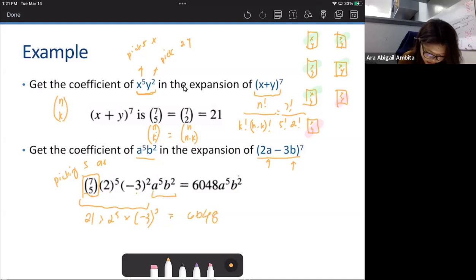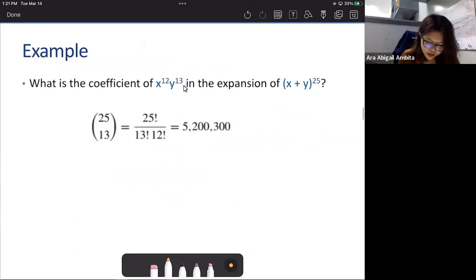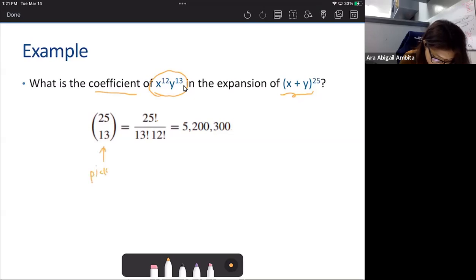6,048. And we have these terms a raised to 5 and b squared. So what about this one? We have a binomial expansion of (x plus y) raised to 25. And we want to determine the coefficient of x raised to 12, y raised to 13. So in here, we could use this formula, 25 taken 13, or the number of ways to pick 13 y's.